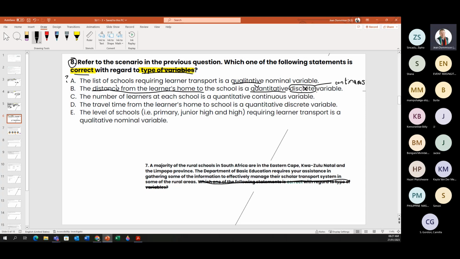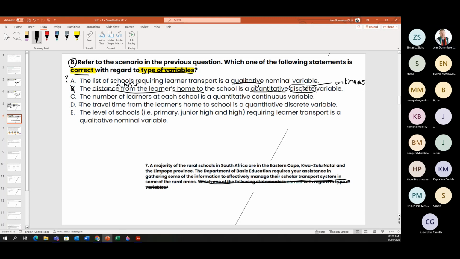If I said the distance in kilometers from the learner's home to the school, then it is a quantitative discrete variable, because then you exactly know what the measure is, because then it can only be 19, 20, 21, or 100, or whatever. So again, important is merely to look at how the question is structured so that you can make a decision.